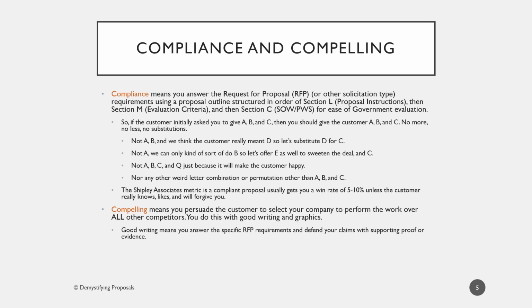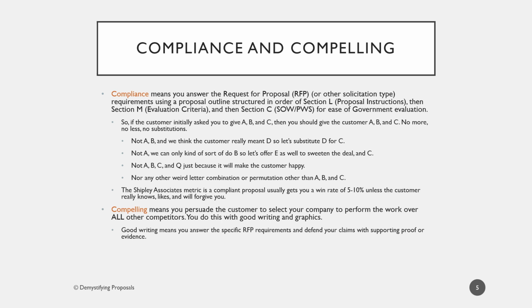So we use these terms a lot in proposal management: compliance and compelling. Here are some definitions, but we do have trainings about how to develop a compliant proposal and how to develop a compelling proposal if you need to dive in further. Compliance means that you're answering the request for proposal, or whatever the solicitation type is, meaning that you're looking at the requirements and you're using a proposal outline that's structured based on the proposal instructions or Section L and the evaluation criteria or Section M, and then the statement of work or the performance work statement, which is usually found in Section C. You want to do all of those things to ease the government's evaluation.